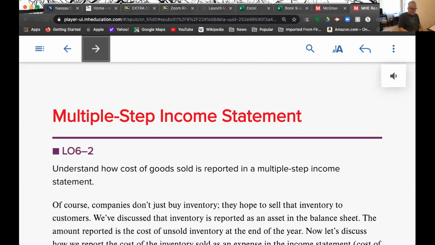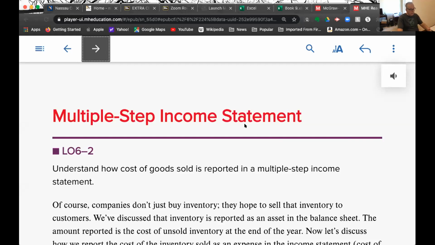So chapter 6 is really divided into 3 parts, in my opinion. And I like to go out of order, right? So one part is the income statement. Notice now the income statement, we're going to call it by a slightly different name, multiple step income statement. We'll take a look at it in a minute.